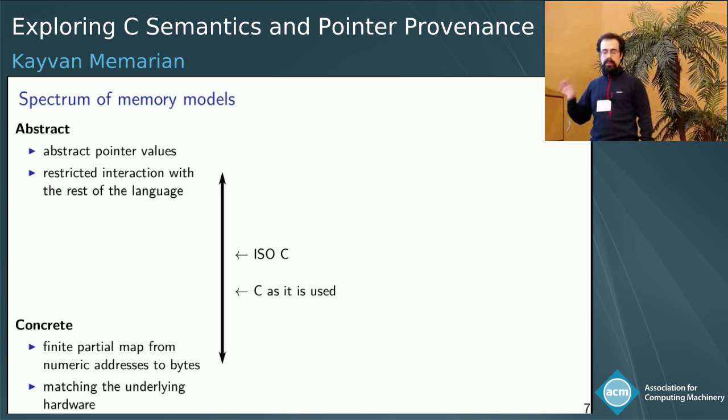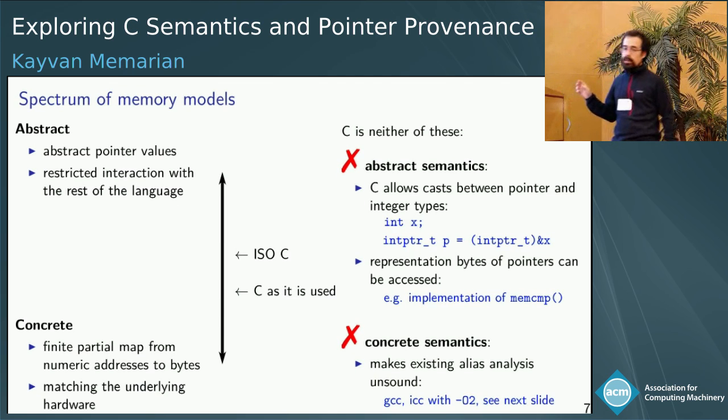And if you do take that point of view, the state of the memory becomes a finite map from these addresses to bytes. So you've lost some level of abstraction if you do that, but it's simple and it sort of matches the way pointers are implemented in the underlying hardware. Unfortunately, C is neither of these views.